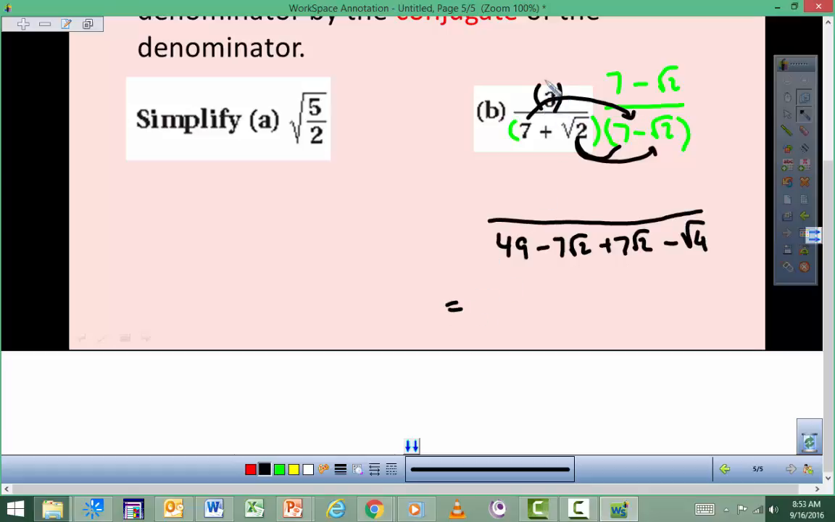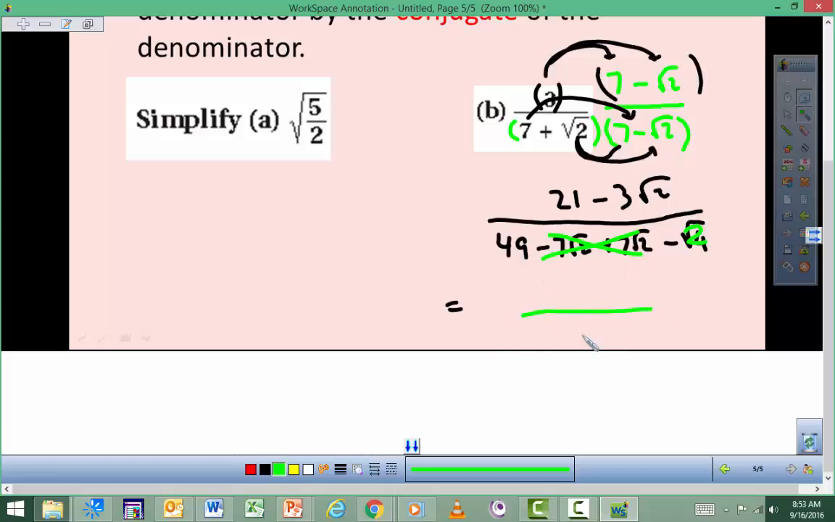On the top, I had a 3 sitting here. So I'm going to have 3 times the 7, which gives me 21. And then 3 times this square root here, negative 3 square root 2. Now, this simplifies quite a bit down here. These are opposite in sign, so they subtract off, and the square root of 4 is actually 2. So down in the denominator, we actually have 47, because 49 minus 2 is 47. And then up in the numerator, we have 21 minus 3 square root 2.